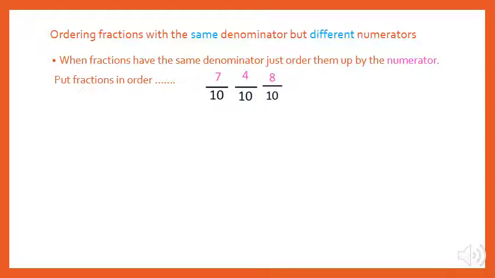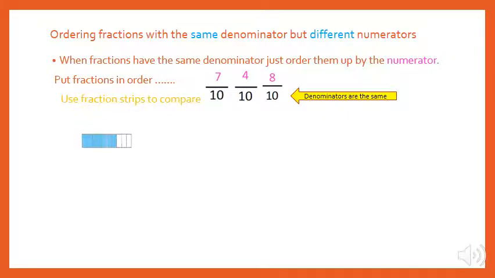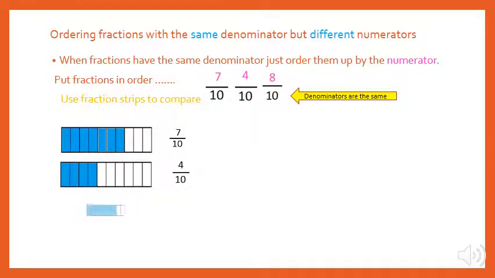As you see, these three fractions have the same denominator. It's 10. But they have different numerators, 7, 4, and 8. We will use here the way of drawing strips. Use fraction strips to compare. This is for 7/10. Here we have 4/10, and this is 8/10.